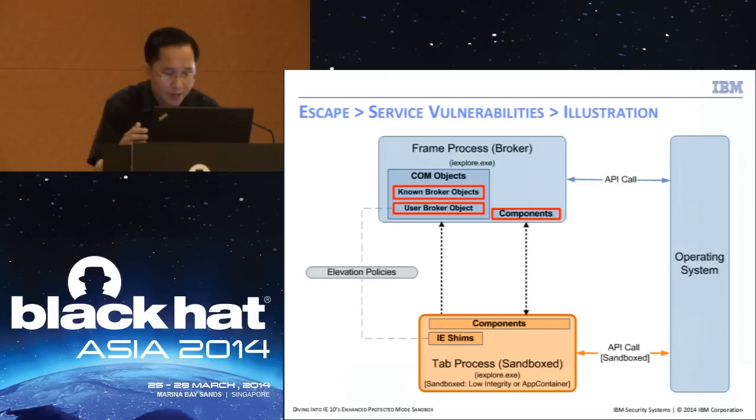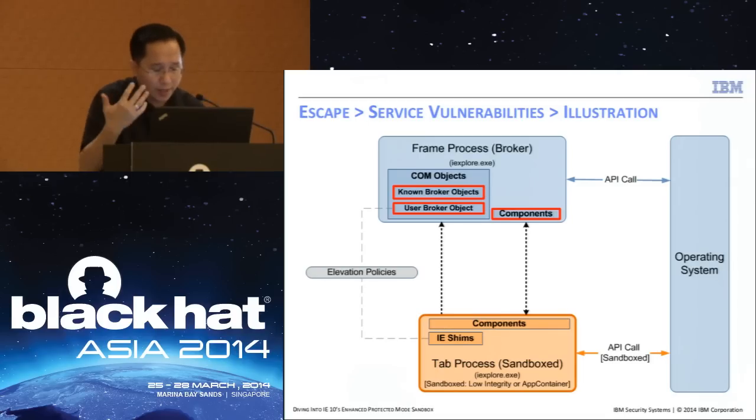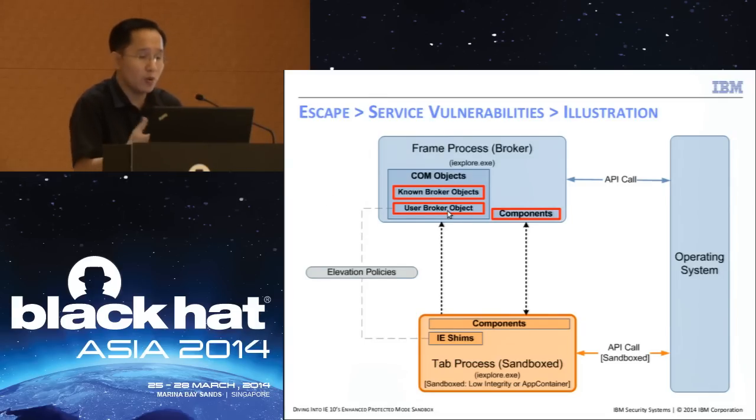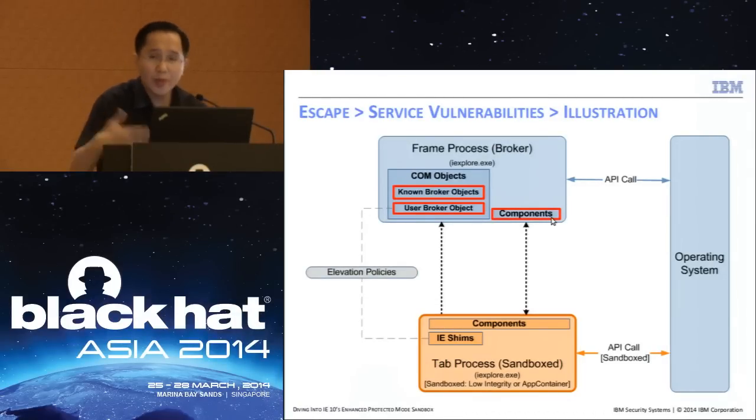So to illustrate, service vulnerabilities involve weaknesses in the services exposed by the higher privilege process. In the case of IE, this includes services exposed by the user broker object, the known broker objects, and the message handlers exposed by components in the broker. We can expect that additional services will be added to support new browser features and functionalities.